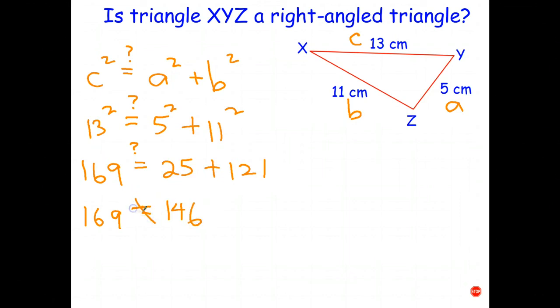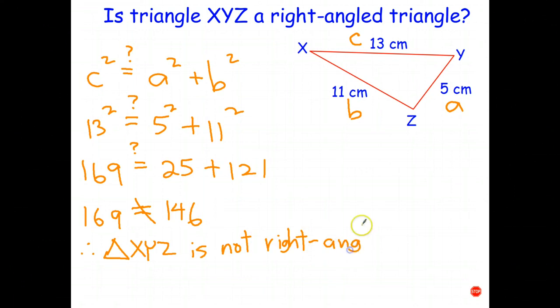And therefore, triangle XYZ is not right angled. So there you have it. Using the converse of the Pythagorean theorem to determine if you have a right angled triangle is pretty straightforward. Okay, in the next video, we're going to start looking at some further applications of the Pythagorean theorem.